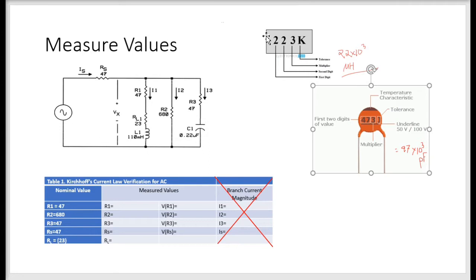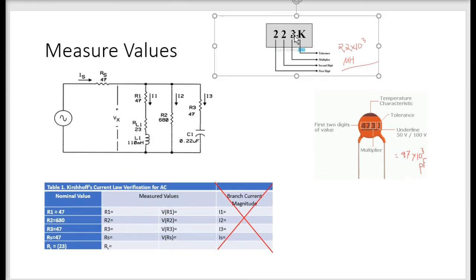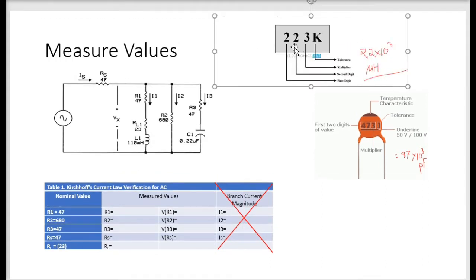So for the inductance values, even though it's mentioned it's 110 millihenry, this is the way of actually calculating the inductance, which is the first digit times 10 to the power 3. You are going to see this kind of label on your inductor, right? This 3 is the multiplier, which is 10 to the power 3. So 22 times 10 to the power 3 microhenry is the unit. For your particular inductor, you're going to see it's 100 millihenry, so it's not actually 110 millihenry for our case, it's 100 millihenry.